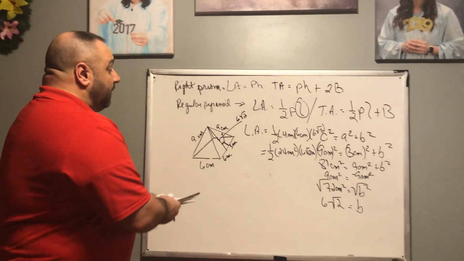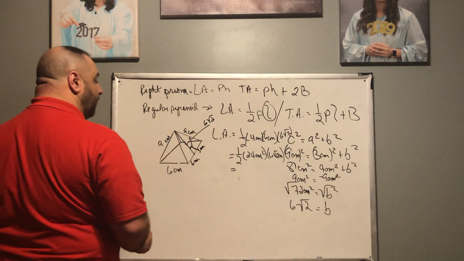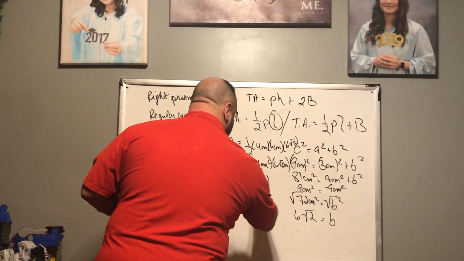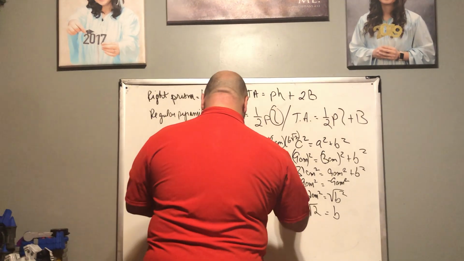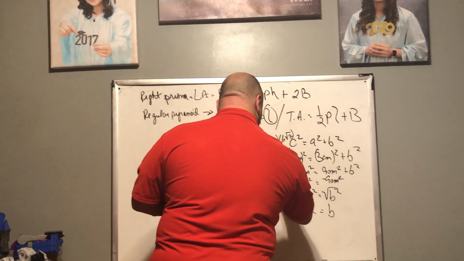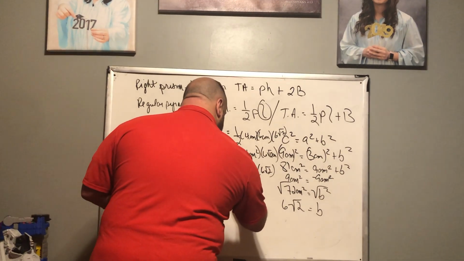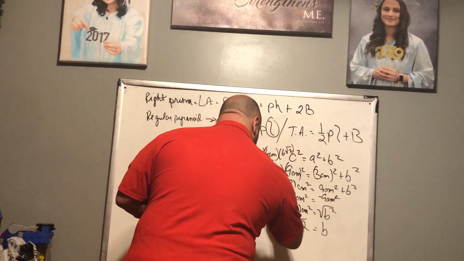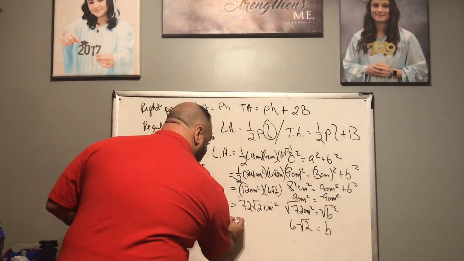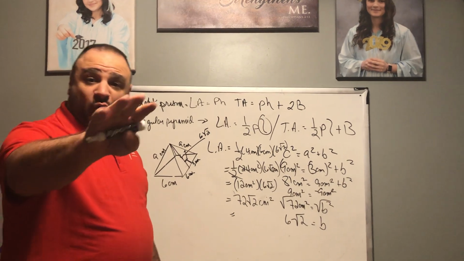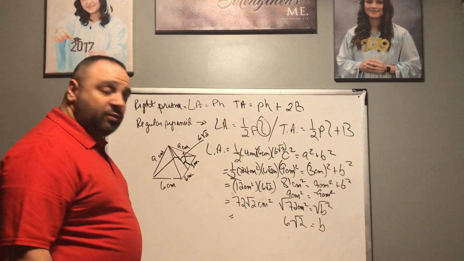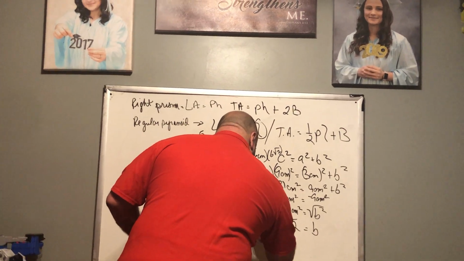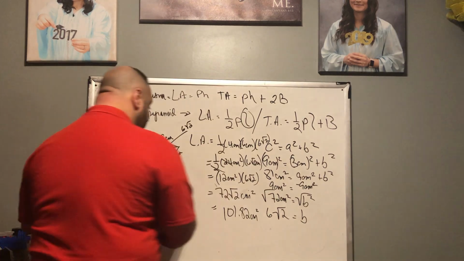Okay, let's do our math here. We'll have 12 centimeters times 6 times the square root of 2 centimeters, which is 72 times the square root of 2 centimeters squared. Again, if you're using a decimal, that's okay. If not, we'll turn this into a decimal. Your answer should be the same as mine, 101.82 centimeters squared.